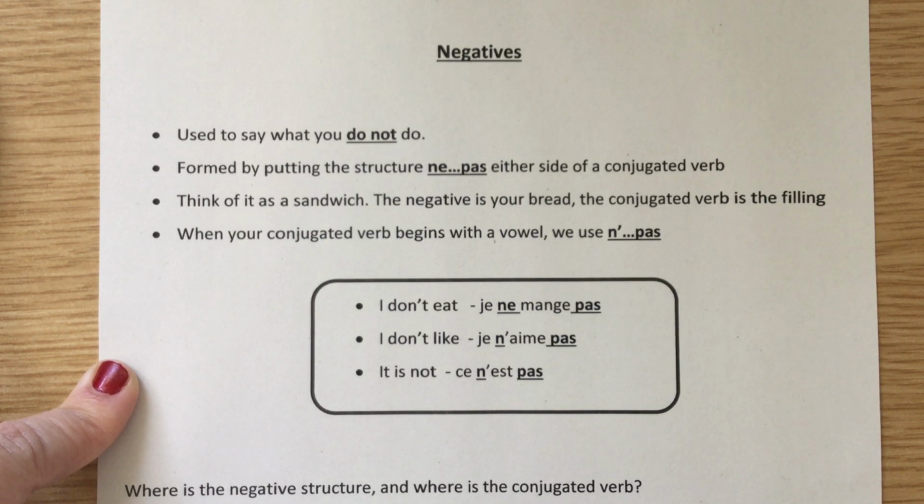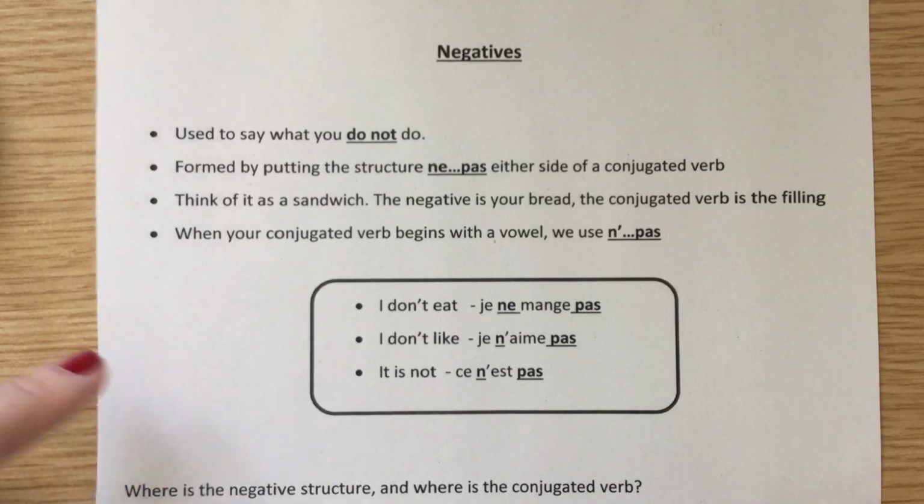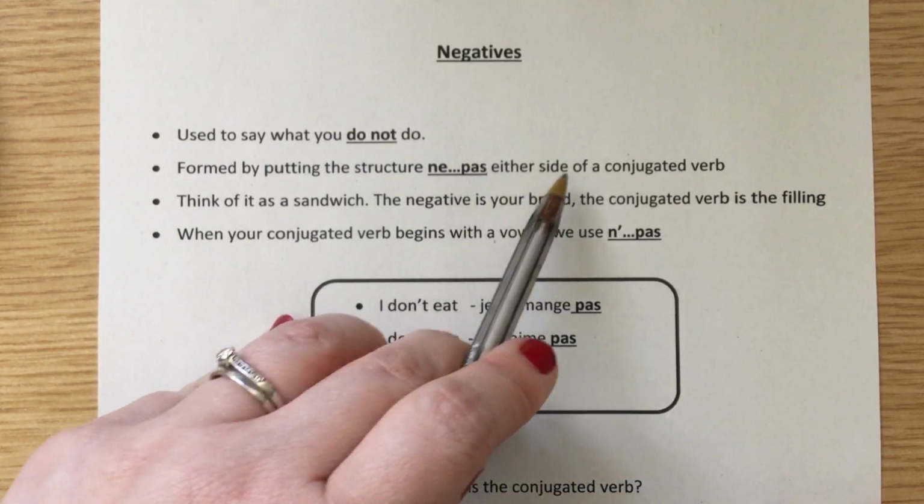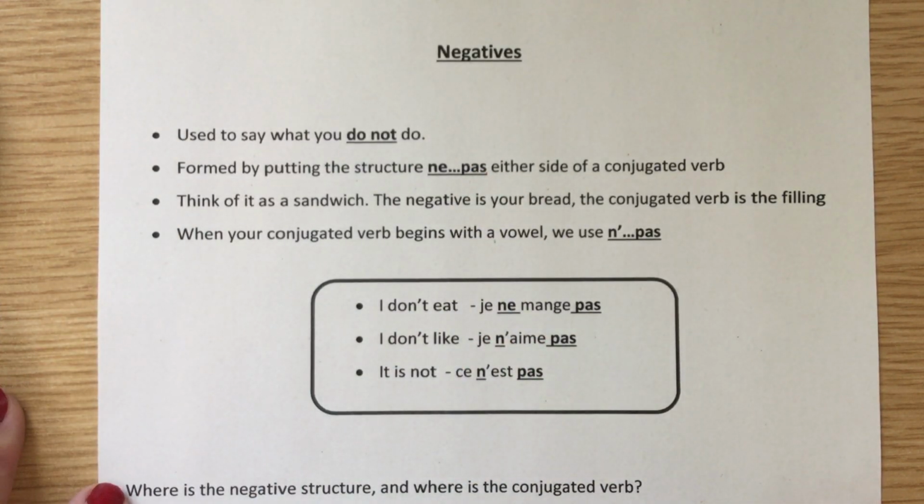Negatives are used to say what you do not do. They're formed by putting the structure ne and pas either side of a conjugated verb. You may well have seen a negative before in your lessons. Lots of you will know the opinion verb je n'aime pas, I do not like.